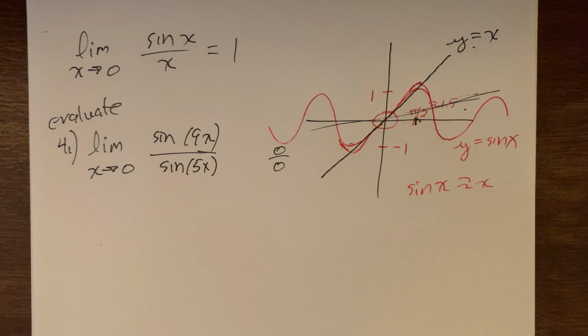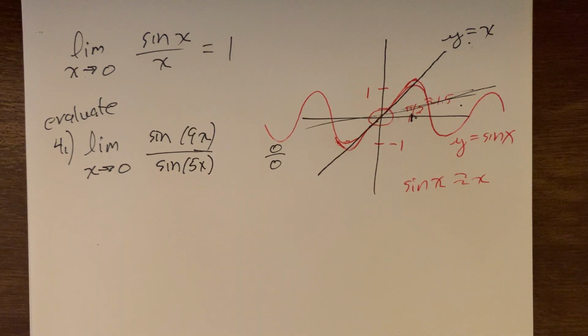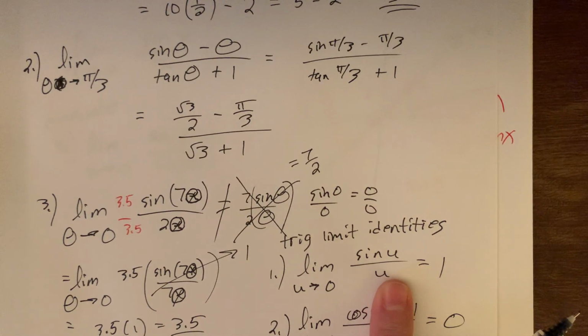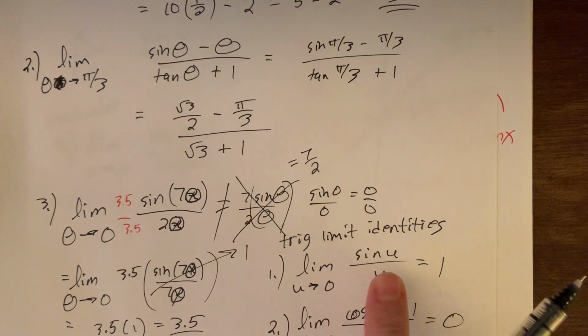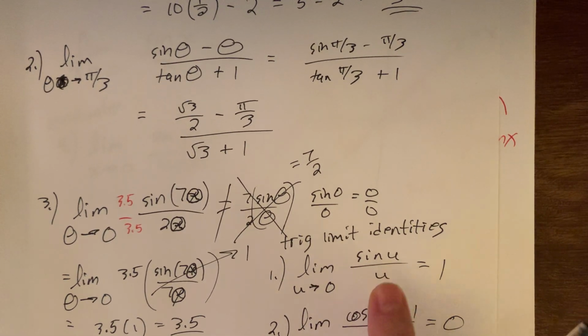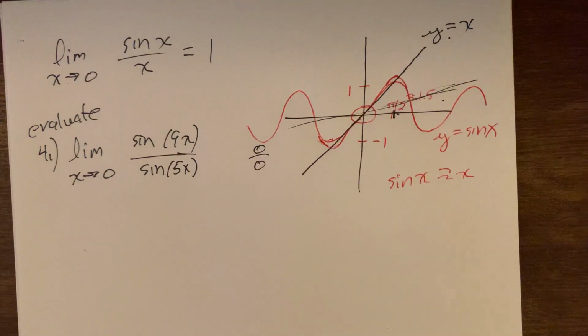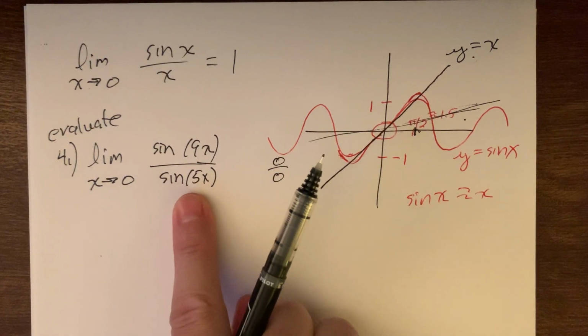Secondly, other people still just plug in and just think it's 0/0, and that automatically this identity applies. It doesn't, not yet. This is not sin u over sin u. It's got to be sin u over u. We will use this in a minute, but we're not ready yet. It's not ready in this exact form.